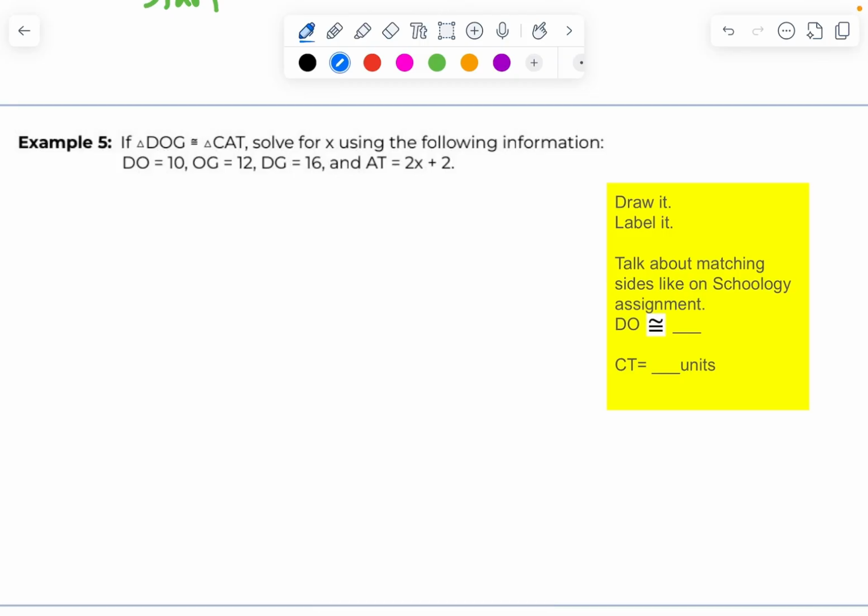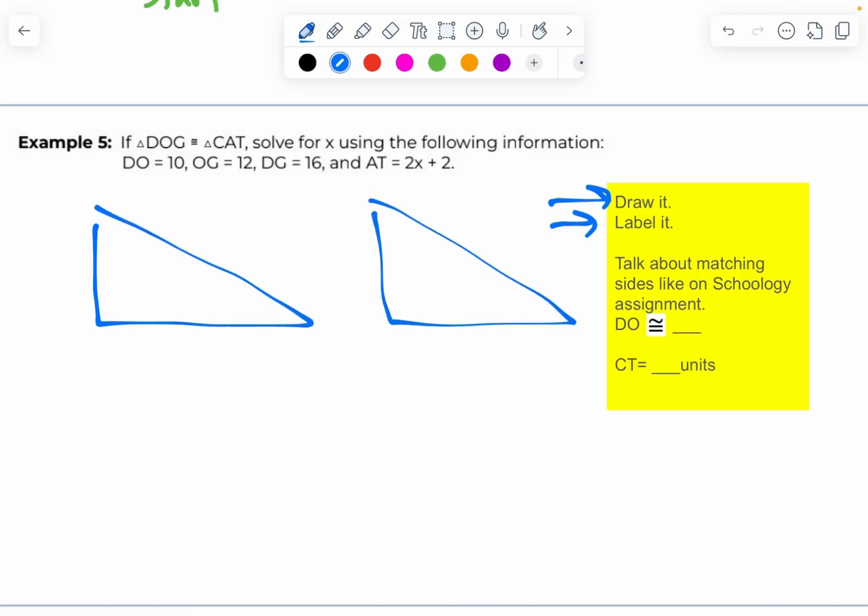Example 5: if triangle DOG is congruent to triangle CAT, solve for x using the following information. Out to the side, we have some hints that we need to draw and label. So let's go ahead and draw. This might not be to scale. We're just going to go with it to get an idea of what's going on.